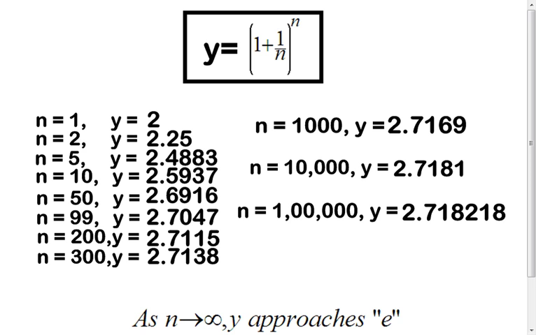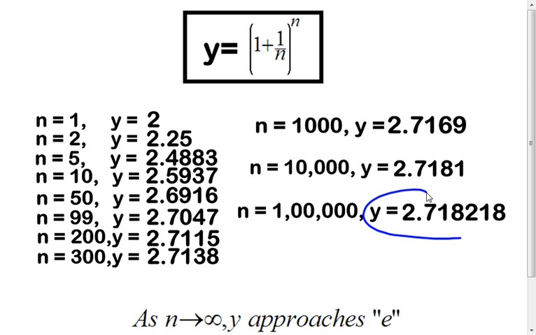They get closer, like it's 2.718218 is kind of what it ends up being if you put in n is 100,000. Okay? As n approaches infinity, then y approaches the number e. And so this right here is the number e.